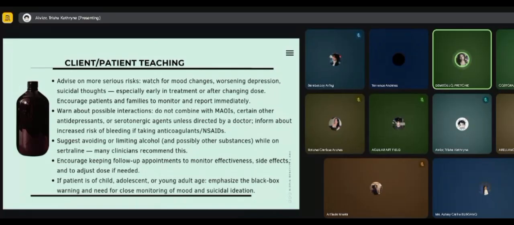Do not double dose if one is missed. Take it as soon as remembered unless it's close to the next dose. Continue healthy lifestyle habits like proper sleep, exercise, and stress management. Counseling both patient and their family is essential for safe use.